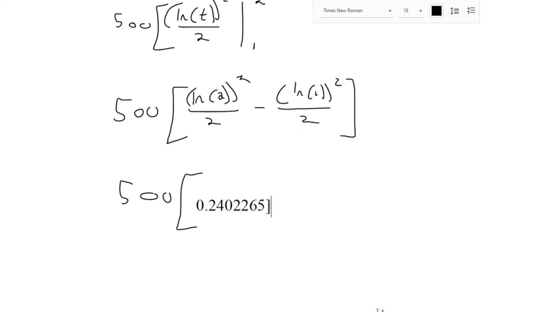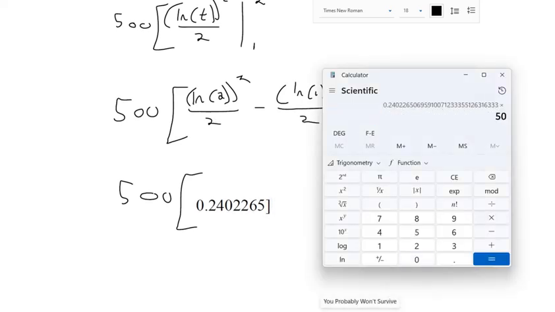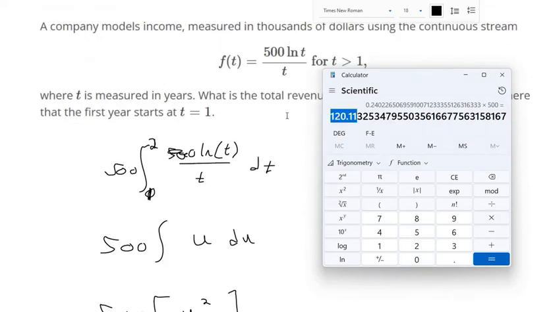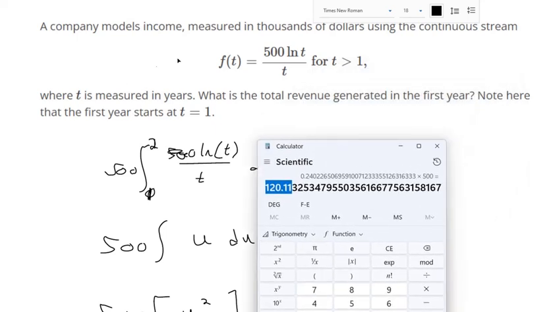So the last step we have to do is just multiply that result by 500. And if they say round to the nearest cent, there'd be $120.11. Wait, that's not cents, so I think this is in terms of thousands. If they say round to the nearest thousand, that'd be $120,000.